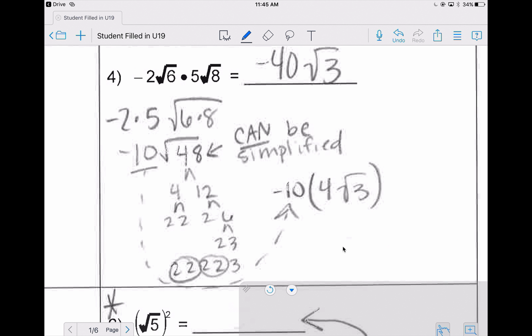2 and 2 can go outside to be 4. 3 stays on the inside. And then we had negative 10 from the very front that goes back in front. So front with front, negative 10 times 4 is negative 40 square roots of 3.